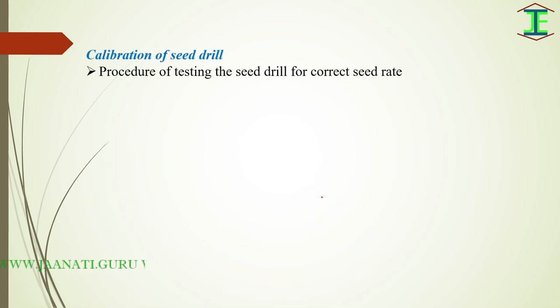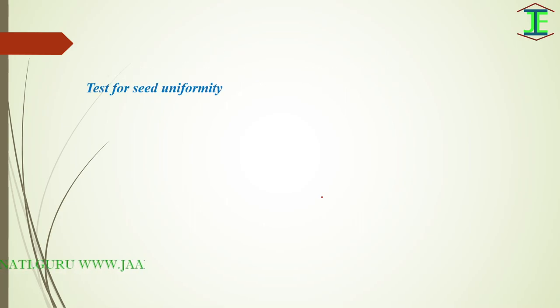Next, calibration of seed drill. So calibration of seed drill is nothing but the procedure of testing the seed drill for correct seed rate. It is called as calibration of seed drill, test for seed uniformity. So it can be tested in two ways: sticky belt method, sand bed method.